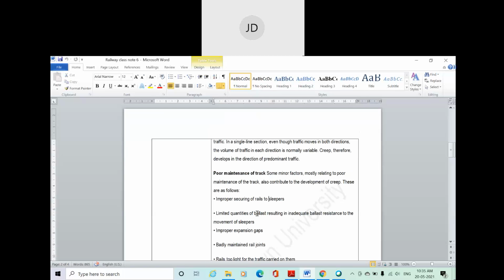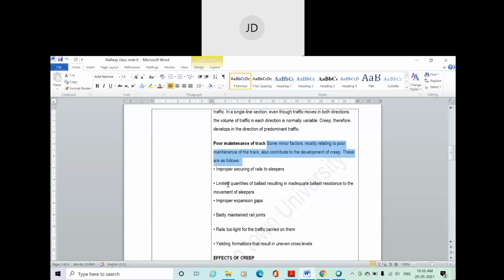Next, creep can also take a dangerous form if poor maintenance of the track is done, or maintenance of the track is not done properly. Some minor factors mostly relating to poor maintenance of the track also contribute to the development of creep. These are as follows: improper securing of the rail to the sleeper. That means if you are not fastening the rail to the sleeper tightly, they may fail. You have to make sure that rails are connected to the sleeper.